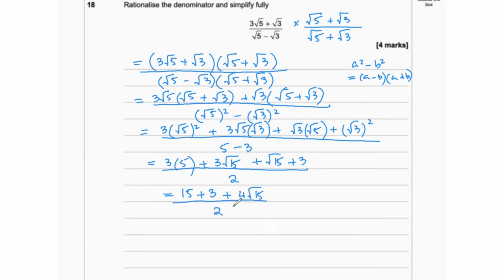When you're adding or subtracting surds, remember that the number inside the surd has to be the same. If it's not the same, you cannot add or subtract them. So that's 18 plus 4 root 15 over 2, which equals 9 plus 2 root 15. That is your final answer.